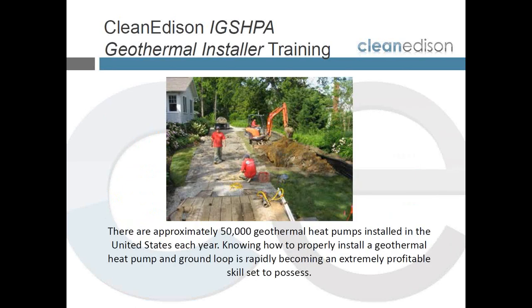So there are approximately 50,000 geothermal heat pumps installed in the United States each year. Knowing how to properly install a geothermal heat pump and the ground loop is rapidly becoming an extremely profitable skill set to possess. And here we see the red track excavator is digging the ditch that will connect the pipe into the basement of the house on the left and go out probably to a vertical bore system near this house that will take the heat out of this ground and bring it into that house. And in the summertime, it will take the heat that's in the house and reject it back into this ground.